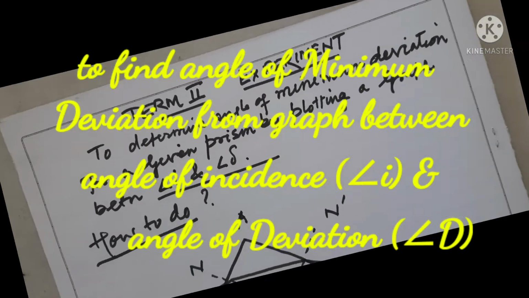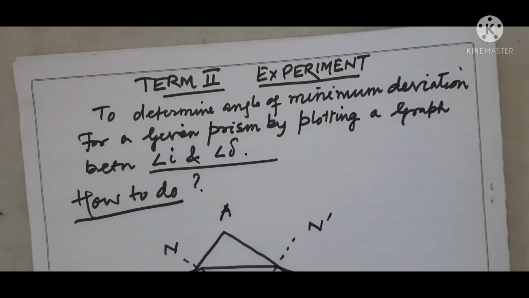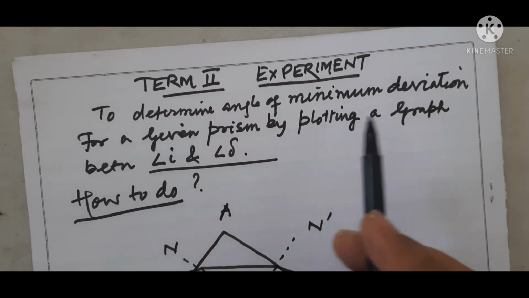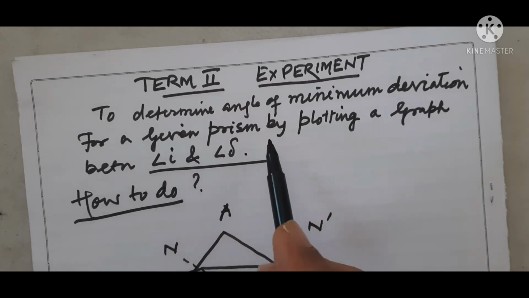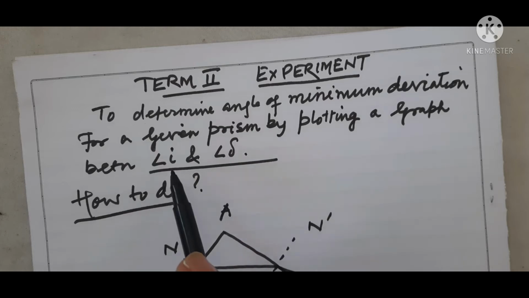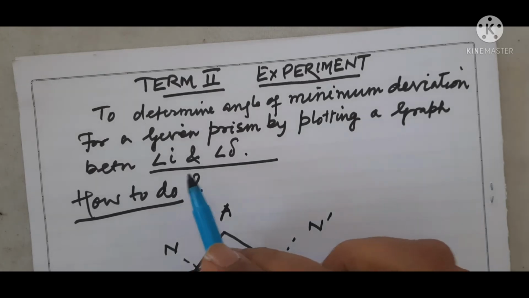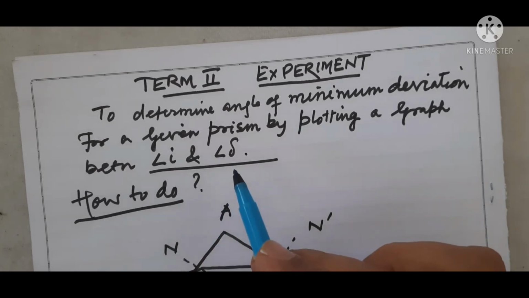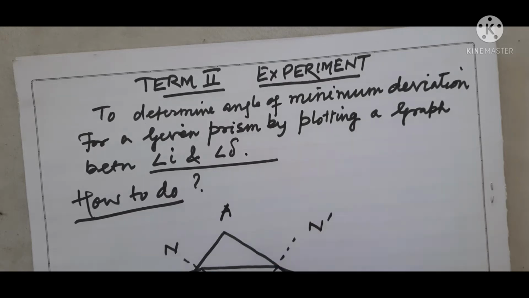Standard 12, Term 2 experiment. Like number 1, to determine the angle of minimum deviation for a given prism by plotting a graph between angle I and angle delta. What is the meaning of angle delta and angle I? Angle I is the angle of incidence and angle delta is the angle of deviation. So all the things are very simple: the aim of the experiment, apparatus required, theory, etc.